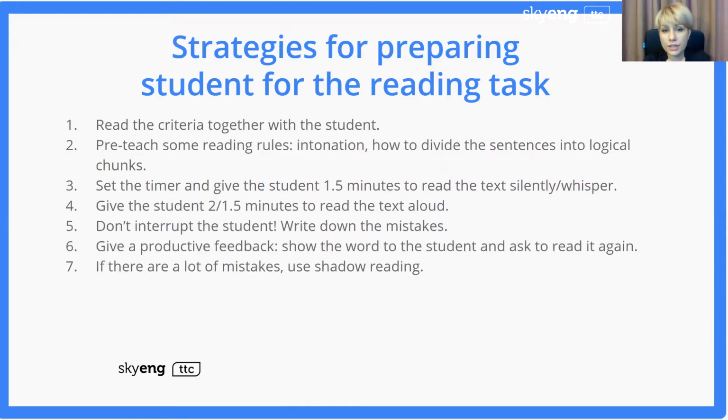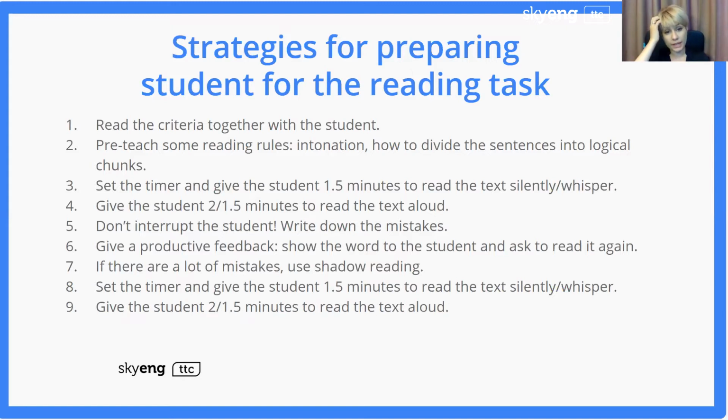So after this work, we set the timer again and give the student 1.5 minutes to get ready to read it silently. And then again, we give the student time to read the text aloud. And after that, we praise the student, we can demonstrate the progress and say, good for you, now you have really fewer mistakes. That's great. And also, these strategies are important to implement from the very first lesson. First, you pre-teach, then you work like this, with setting the timer, giving feedback, and so on and so forth.